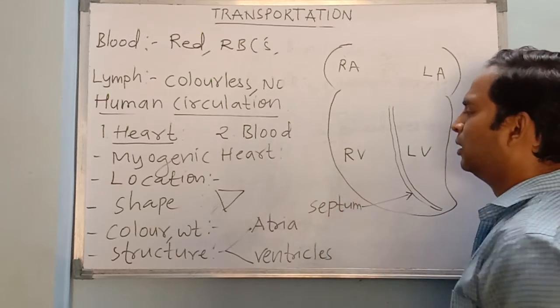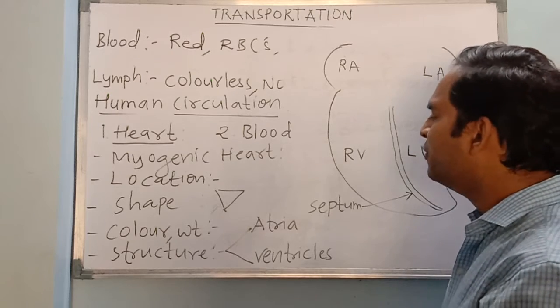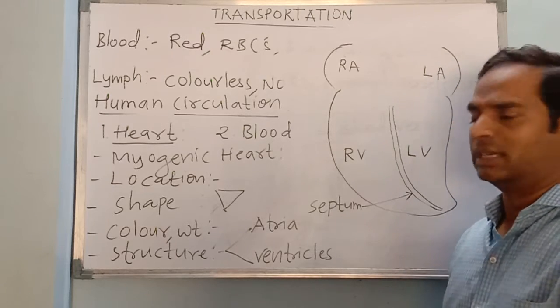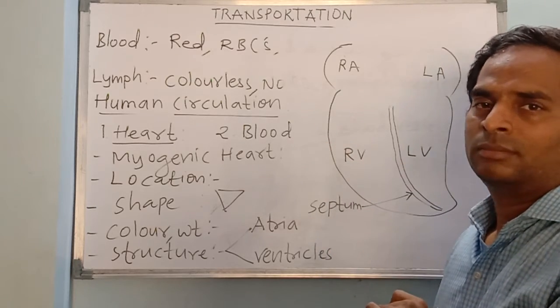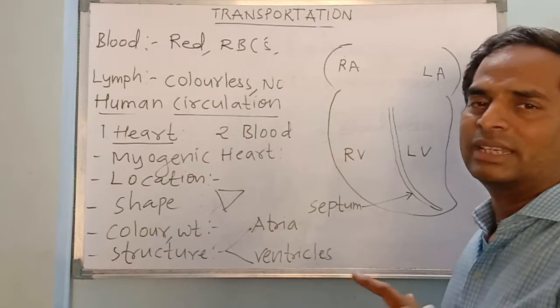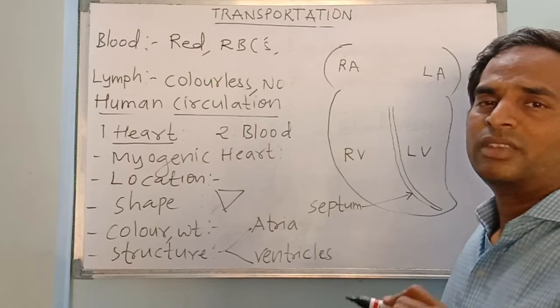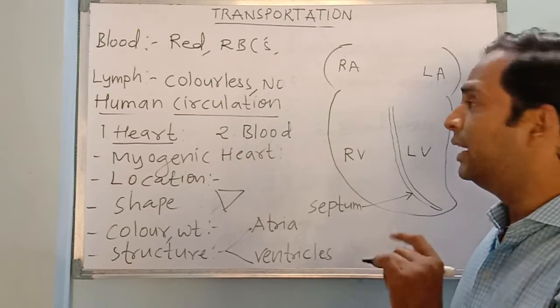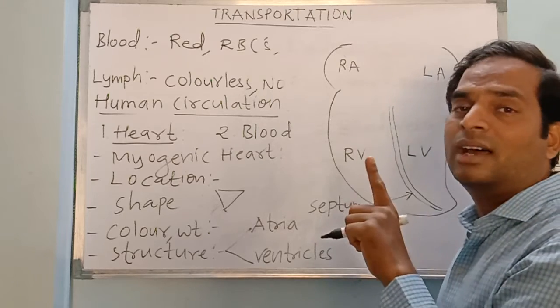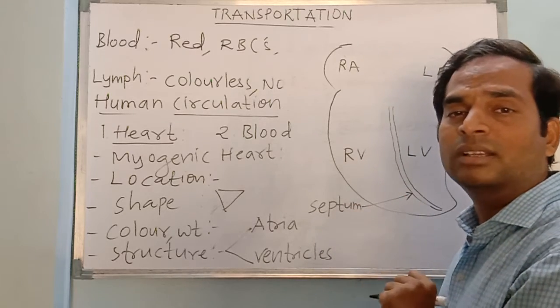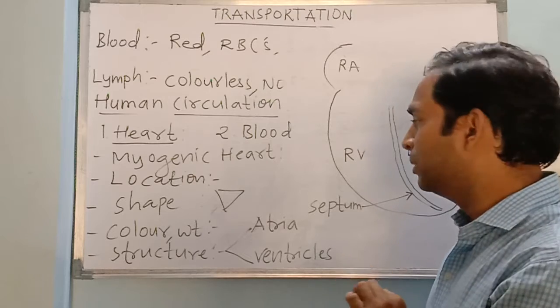Okay. Now, other differences between these atria and these ventricles: atria are thin walled, ventricles are thick walled. So some differences what I said is what? Atria are thin walled, ventricles are thick walled. Atria are upper chambers, ventricles are lower chambers. Atria are blood receiving chambers, ventricles are blood pumping chambers.